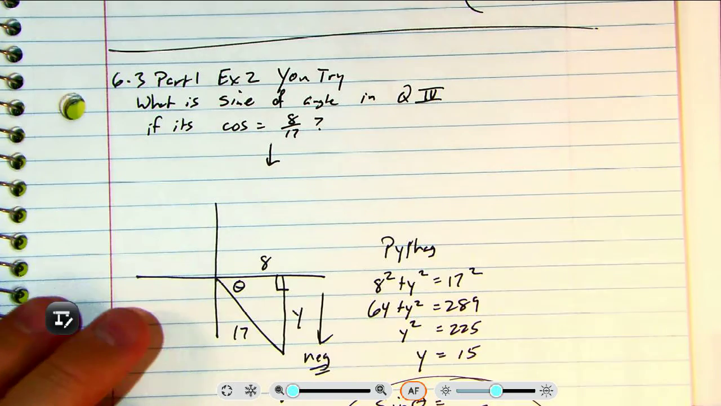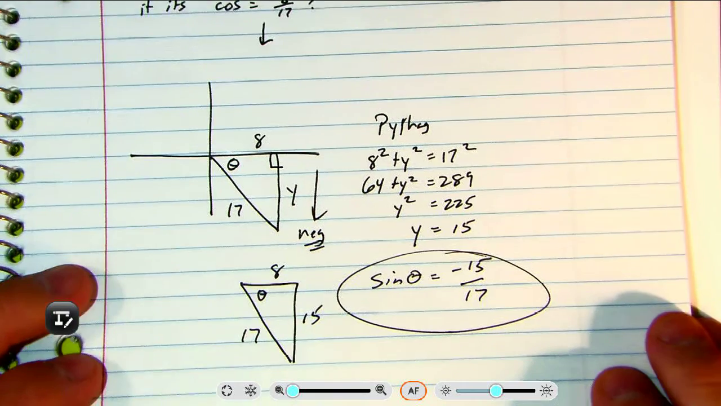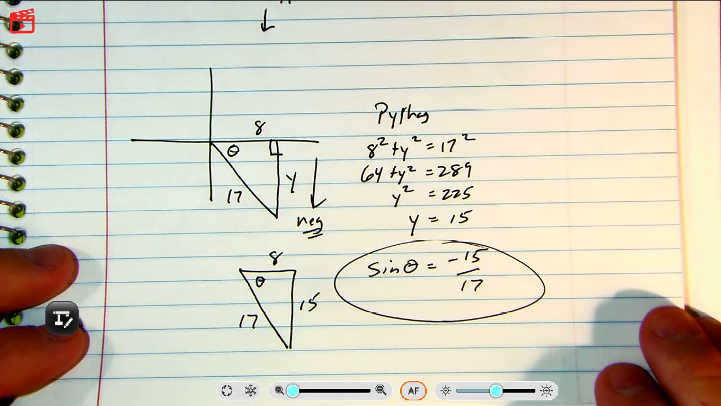Okay, here's the answer. Using the Pythagorean theorem, the sine of that angle would be -15/17.